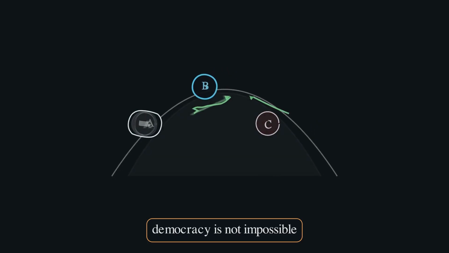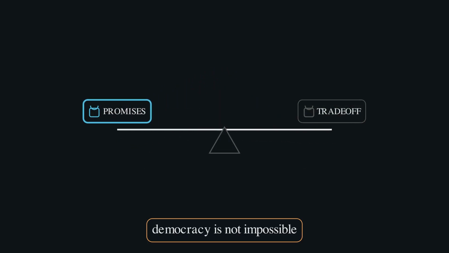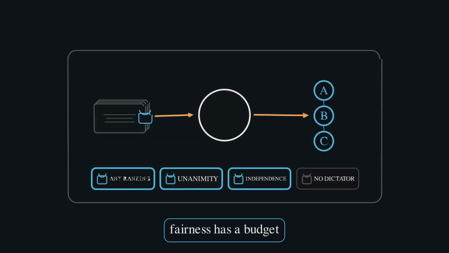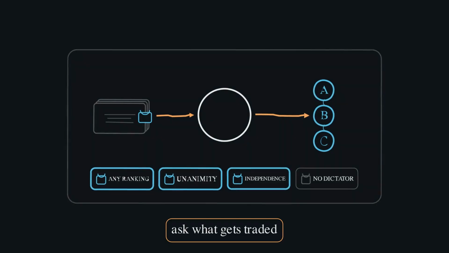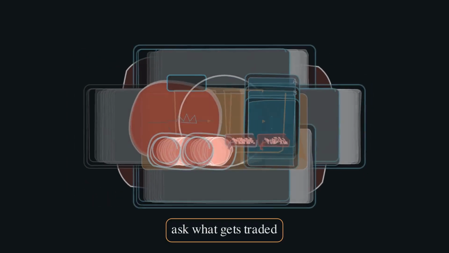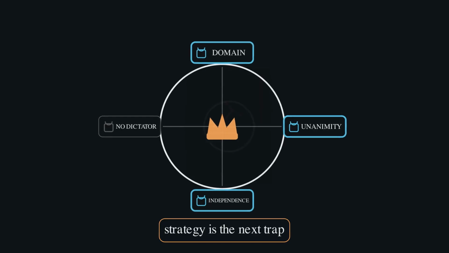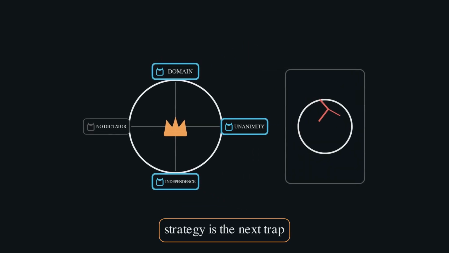Arrow did not prove democracy impossible or that every voting rule is equally bad. He proved that these attractive promises cannot all coexist inside one unrestricted ranking machine. Every voting system spends fairness somewhere. Ask which promise it trades away and whether that trade fits the decision. Strategic misreporting opens an entirely new impossibility behind the next door.